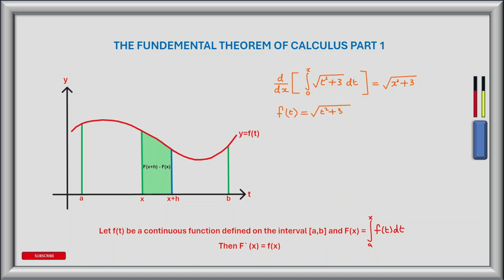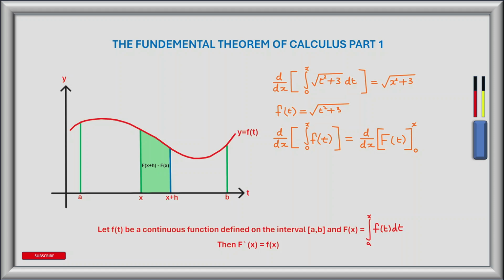In this example, f of t is equal to the square root of t squared plus 3. Now we want to find the derivative with respect to x of the integral from 0 to x of f of t. Now we know that the integral from 0 to x of small f of t is capital F of t. So we can evaluate capital F of t between the limits of 0 and x. If we evaluate it between these limits, we're left with capital F of x minus capital F of 0, and we want to take the derivative of the resulting expression.